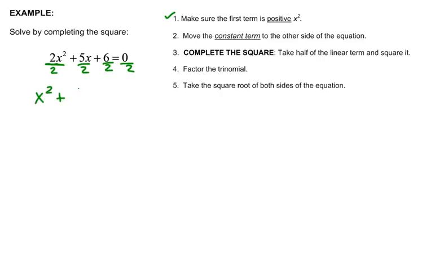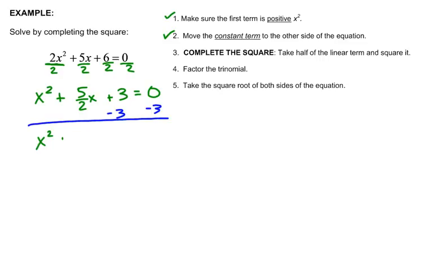I have 5/2 x plus 3 is equal to 0. Continuing along, the next step is to move the constant term to the other side of the equation. That means we're going to subtract 3 off of that side of the equation. So that gives me x squared plus 5/2 x, and it leaves on this side negative 3.